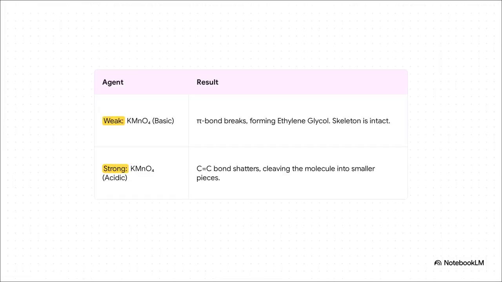Let's just look at ethene. A weak agent will gently open up that double bond and add a couple of alcohol groups, but it leaves the carbon backbone totally intact. This is the classic Bayer's test. But if you use a strong agent, it's not gentle at all. It's like a demolition crew. It shatters the entire double bond, breaking the molecule into pieces and then oxidizing the fragments.